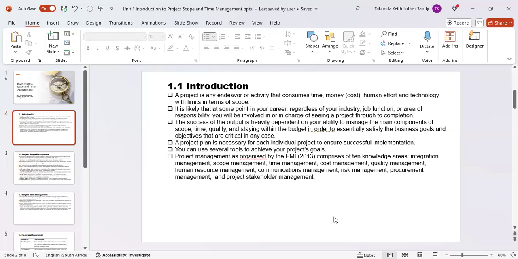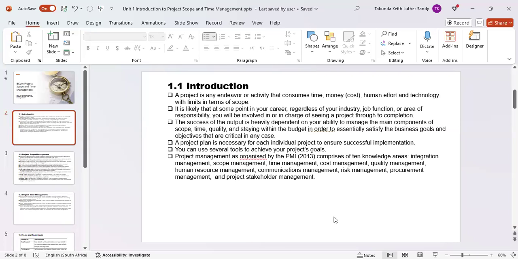But for this one, we are going to be looking at the two knowledge areas, which are project scope management and project time management. All right. So for the introductory part there, it was written that a project is any endeavor or activity that consumes time, money, human effort, and technology with limits in terms of scope. So I've explained that one.